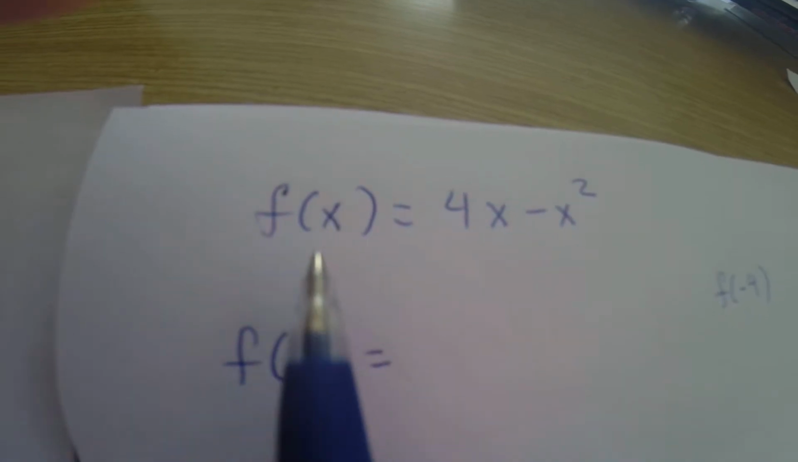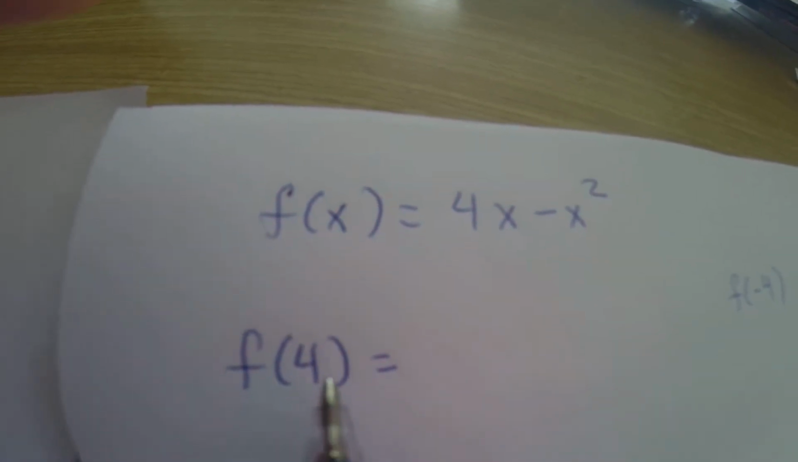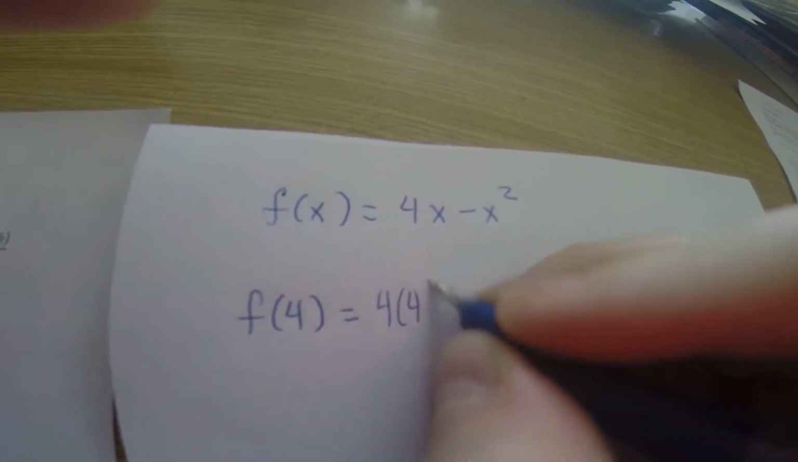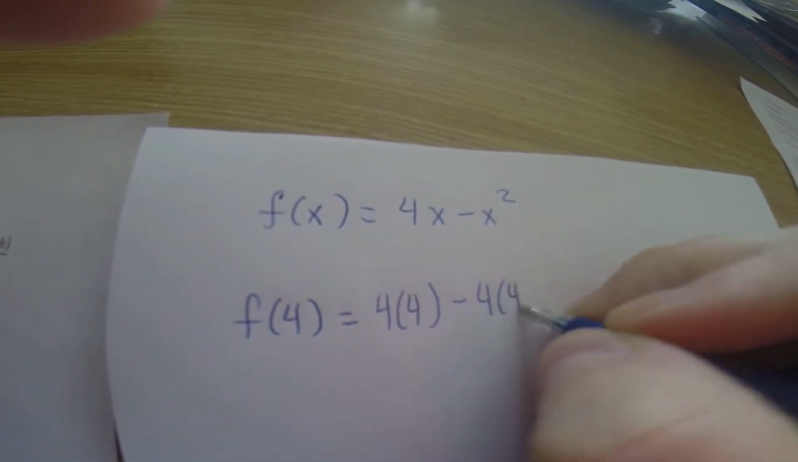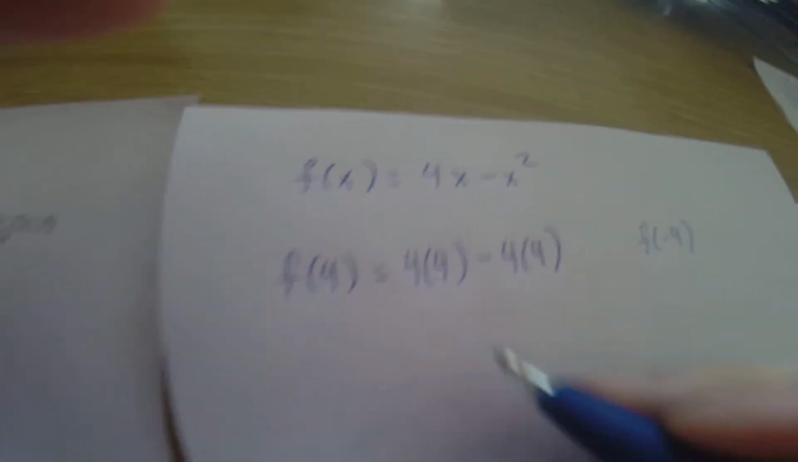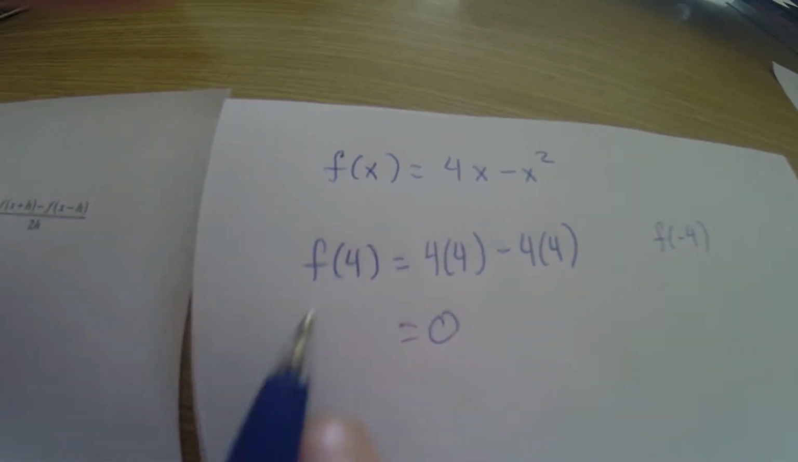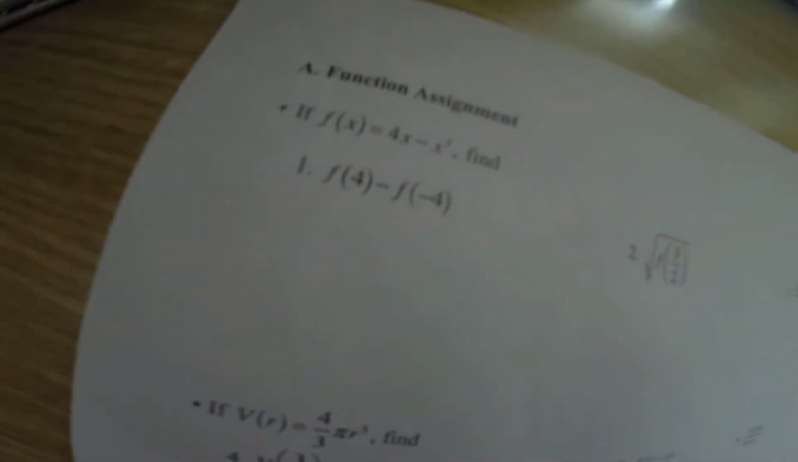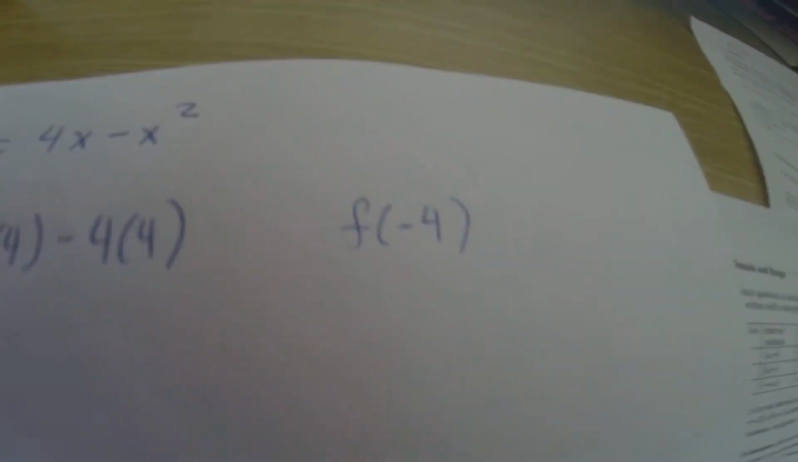And every time you see an x, you're going to replace it with what? You replace it with 4. So now I have 4 times 4 minus 4 times 4. Now I don't even have to do math. I can clearly see that it's going to be 0. So f of 4 is 0. And then we have to do the same thing with the other one. Remember, it's f of negative 4. So we go over here with f of negative 4.